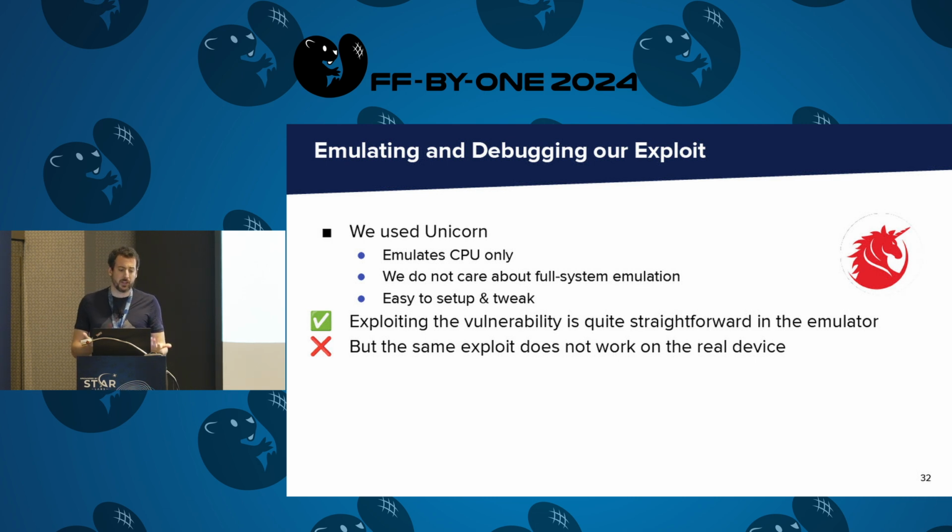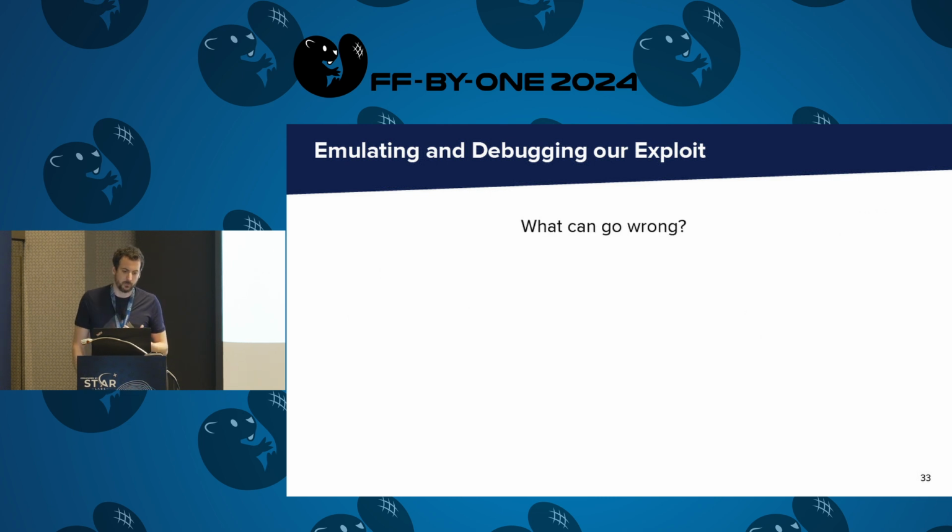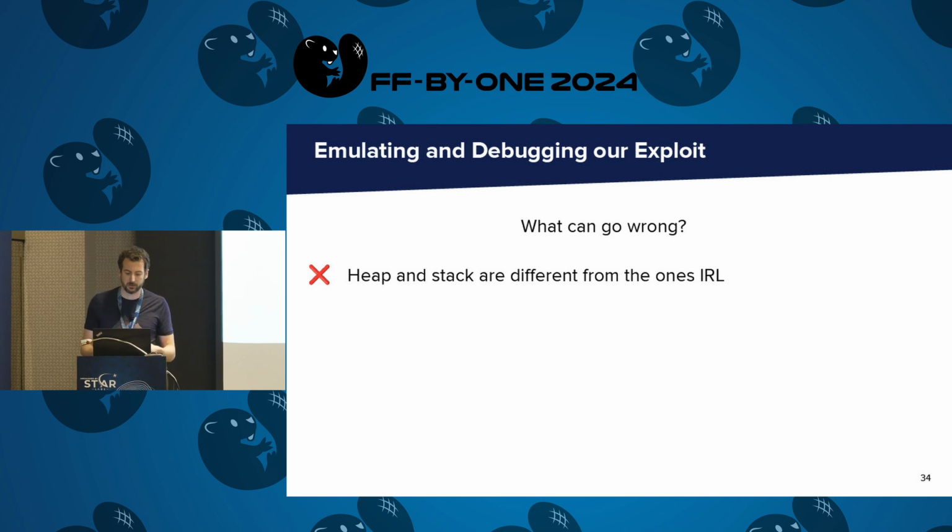But the problem we have then is that the same exploit will not work on the real device. And there are a couple of things that are actually going wrong. The first of them is that the heap and the stack are different in both environments. And the way we solved this was to use the BootROM vulnerability that Melo described. So we basically use this vulnerability to bypass secure boot. We patch the little kernel and then dump the exact same heap and stack and import it into the emulator.